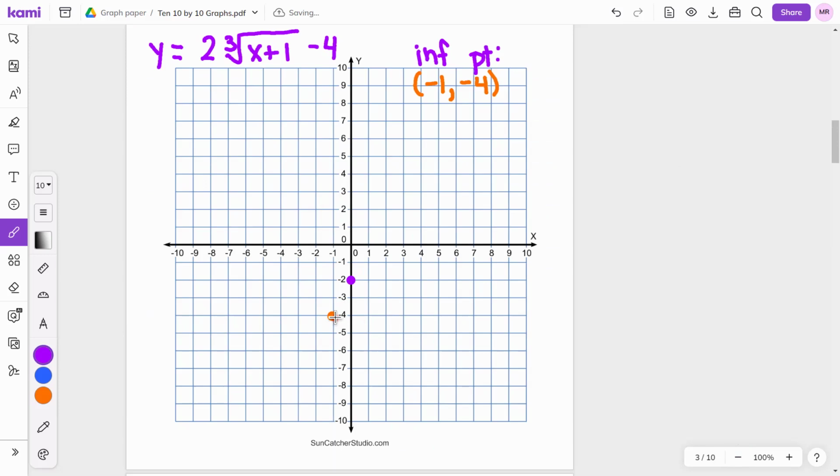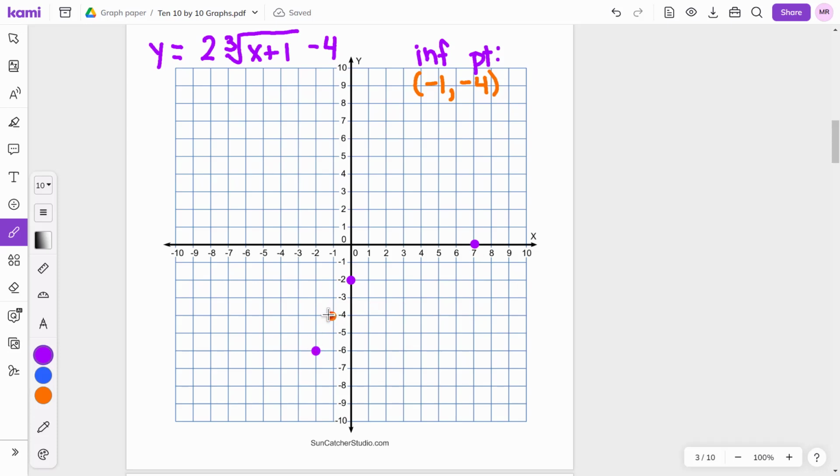So now I'm going to go out 8. 1, 2, 3, 4, 5, 6, 7, 8. The cube root of 8 is 2. And then I'm going to times that by 2. So I'm going to go up 4. 1, 2, 3, 4. Going in the other direction from my inflection point, -1 away. The cube root of -1 is -1. I'm going to times it by 2, -2.